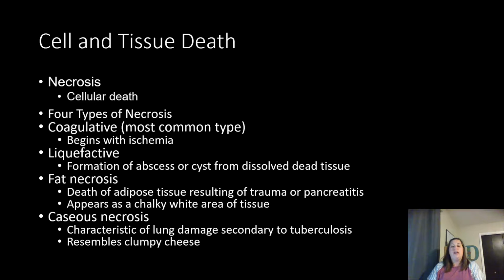Caseous necrosis is characteristic of lung damage, normally due to something like tuberculosis. Guys, tuberculosis is a real disease and it does kill many people every year, just not in the United States. When we see that tuberculosis is treated, there's still damage that's left behind in the lungs. This damage is caseous necrosis, and it resembles clumps of cottage cheese. Okay, so it's cased in a case and it looks like clumps of cottage cheese. So these are kind of the 4 types.